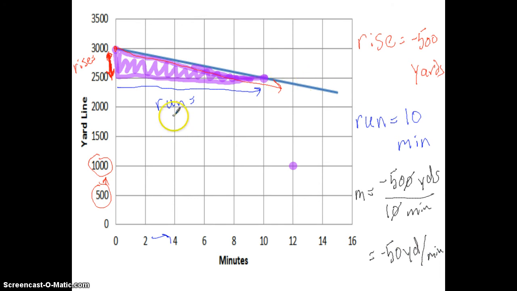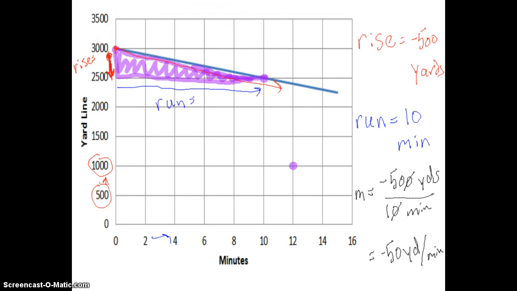Okay, so the only difference between this one and the previous ones is that it's in context, which means that you need to have the units here and you need to pay attention to the interval. The interval here is not 1. And that's the end of this section.